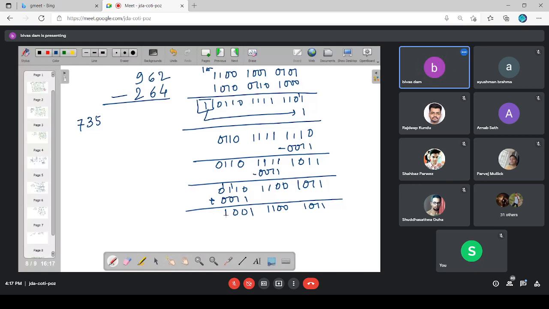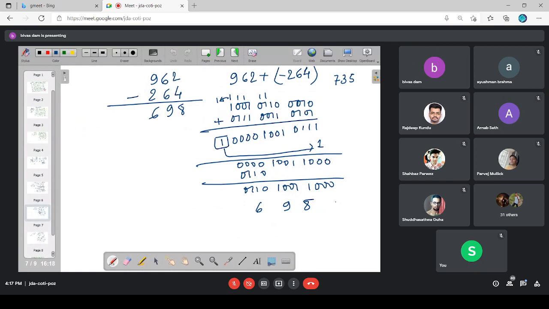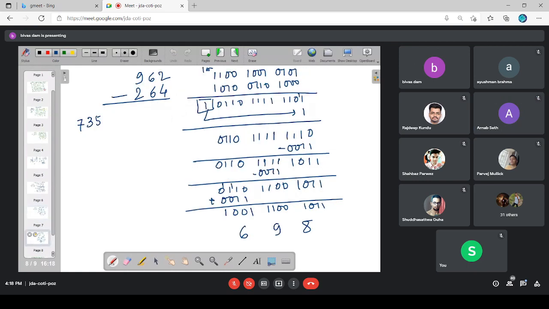Remember, the result is available in excess-3 BCD format. So what is the decimal pattern? Decimal number? 6. This is 6. Then 9, 9, 8. 698. 98. Okay.